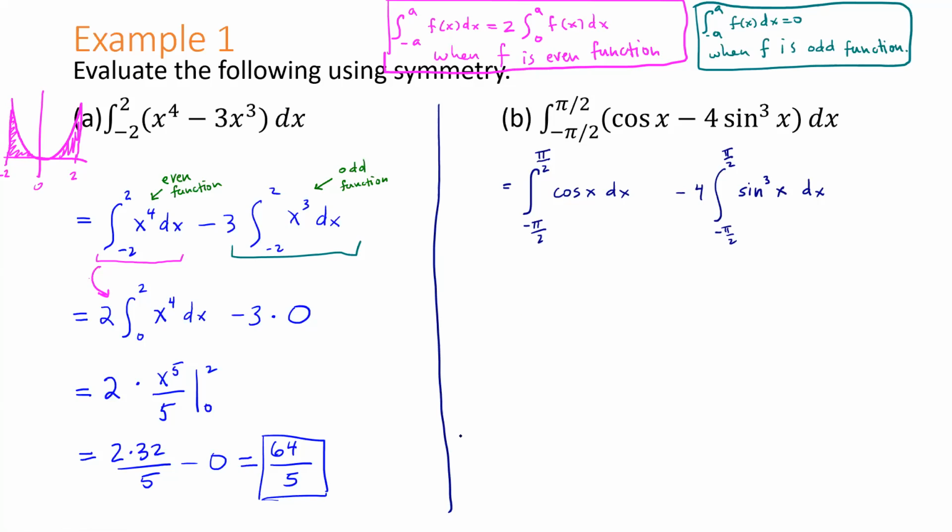Odd function. So think about what the graph of cosine looks like. Right, cosine starts at 1, and then it kind of oscillates from there, right? Is this even symmetry or odd symmetry? That'd be even symmetry. So this is an even function, right? So cosine is even.